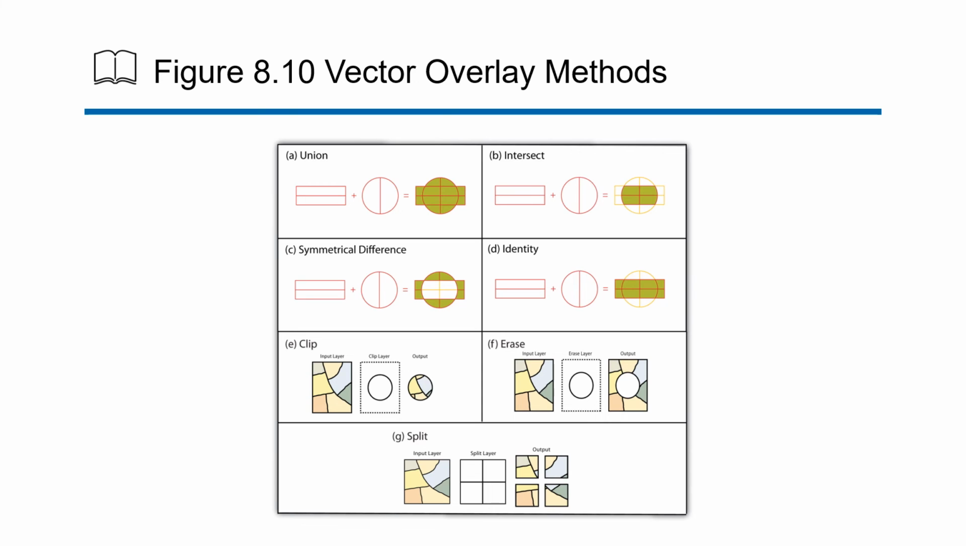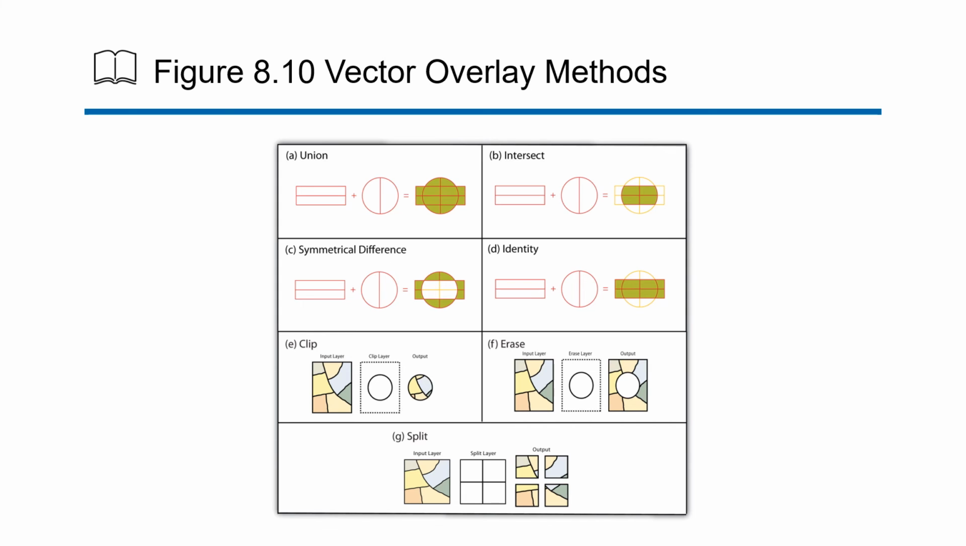We also have a couple other functions that we use a lot. Clip, erase, and split are pretty common. Clip essentially trims a data set. It's like a cookie cutter. You take another layer that's your clip layer, and it simply just defines the space from which you're going to remove information from the original input, and that becomes your output.